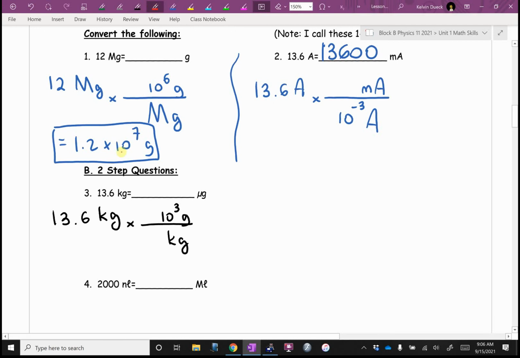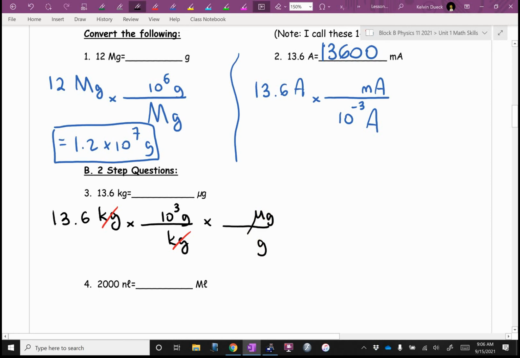Now, if I stopped there, I would be in grams. Do I want to be in grams? No, I want to be in micrograms. So I guess in my next fraction, I need to cancel out grams. Where is grams right now? On the top. So where is it going to go in my next fraction? On the bottom. And you know what's going to go on the top? What I want to be left with, micrograms.